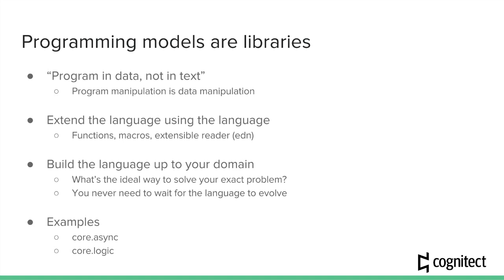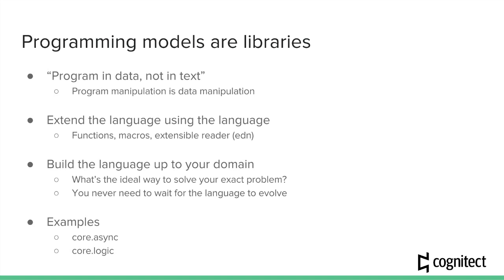So Stu Halloway in a previous talk said, program in data, not in text. Now that's one of the great aspects of Clojure. We program in data and not in text. Our programs are just collections of data structures. And that means that program manipulation is just data manipulation. But Clojure is already a great language for data manipulation. So I have a wonderful, very powerful programming language to shape the language itself.